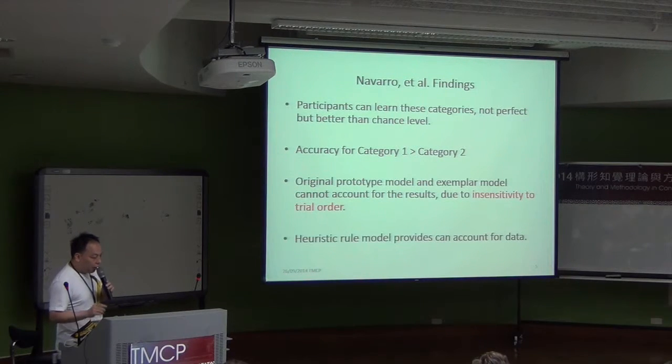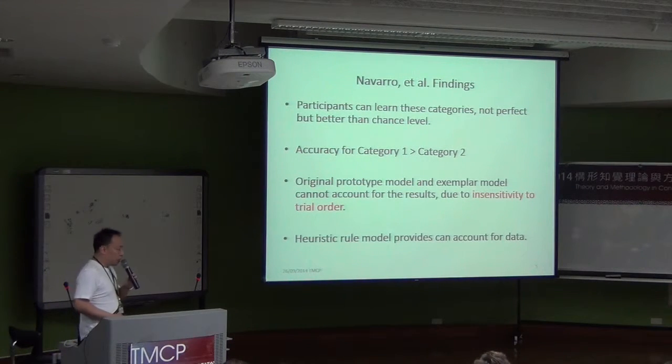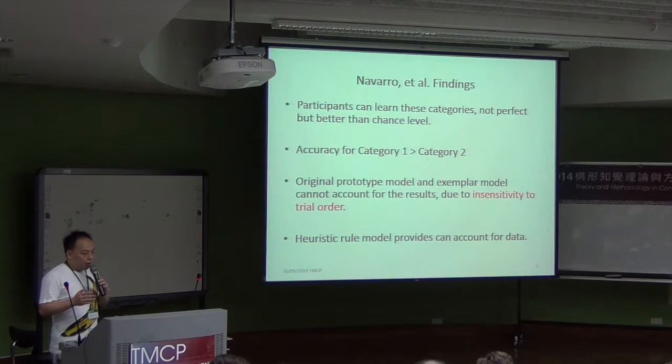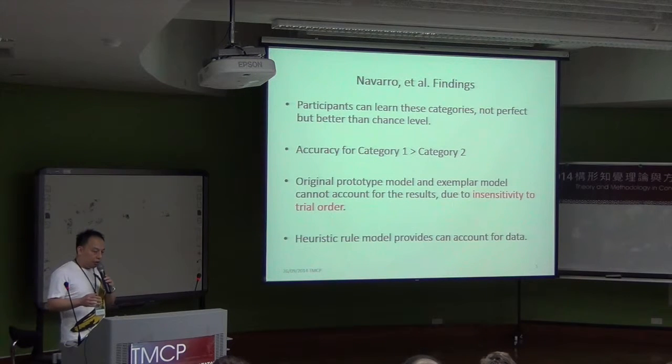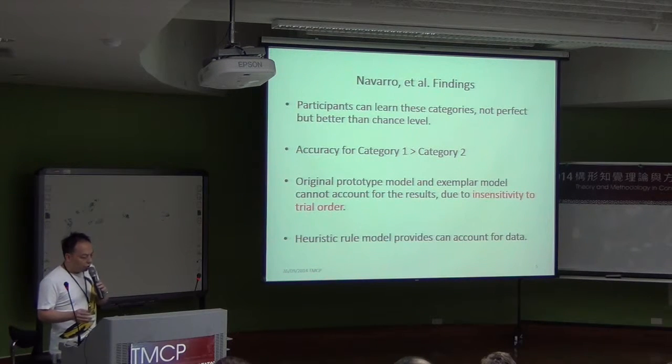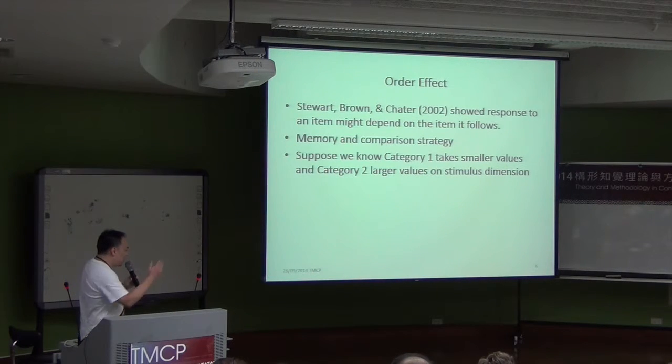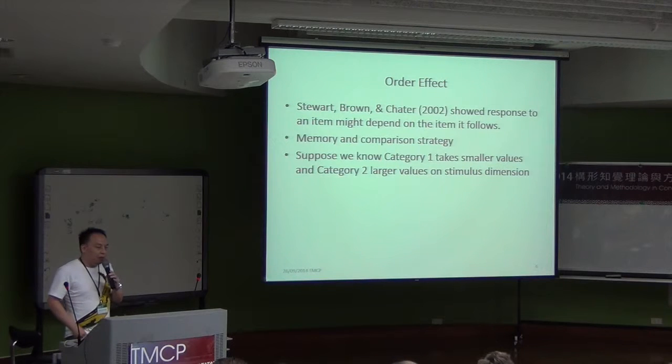Okay. However, they propose another one that is a very simple rule-based model. They say just use a kind of heuristic, and that this heuristic rule model can provide a good account. But they didn't name the model, so I just call it the heuristic rule model. Right. So after I read their paper, I thought, wow, that's interesting. However, it also reminds me of the order effect.